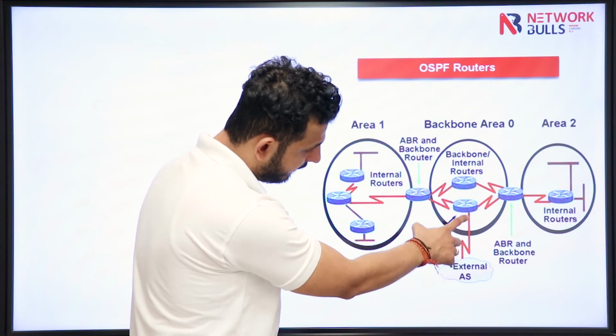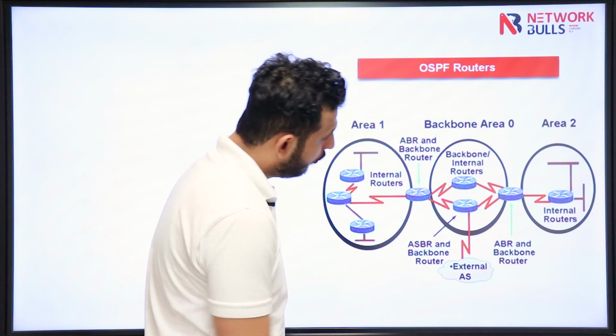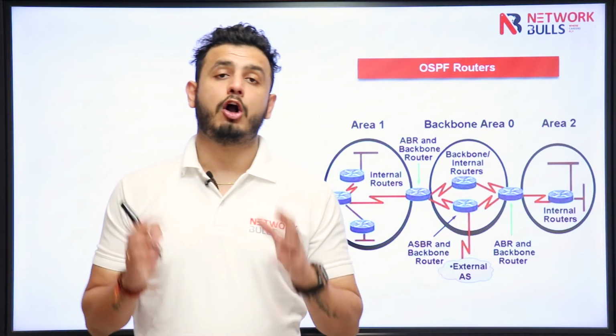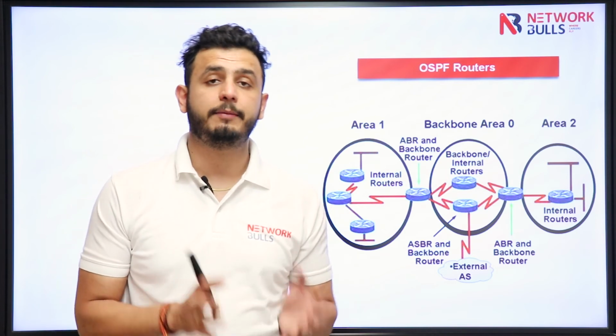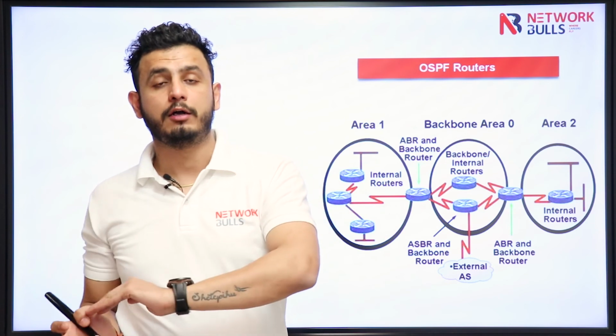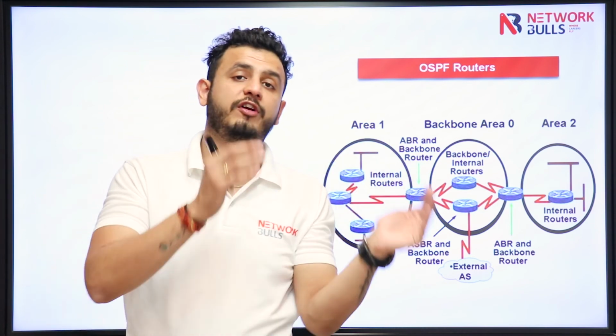So this link is actually an external link. These two are internal links. So we can call this router ASBR. ASBR stands for Autonomous System Border Router. It means with the help of this router, we can go out of the OSPF domain or we can redistribute routes from other domains into OSPF.